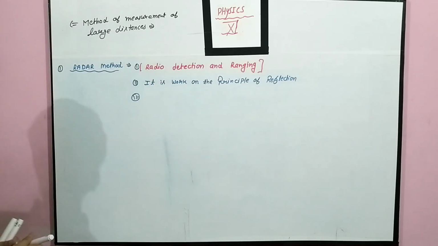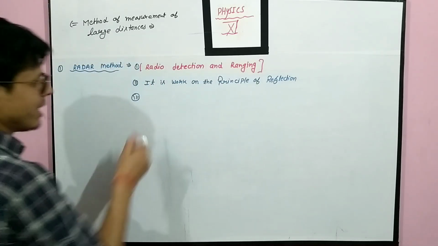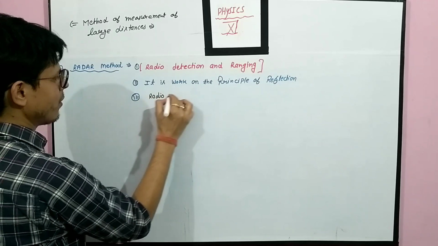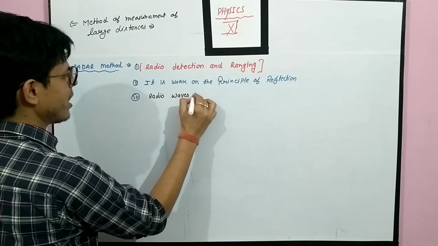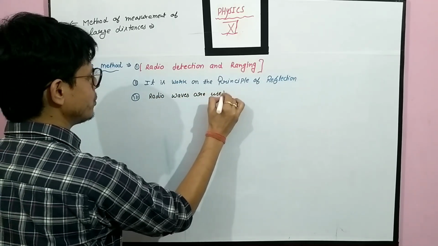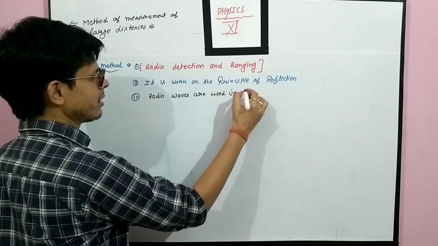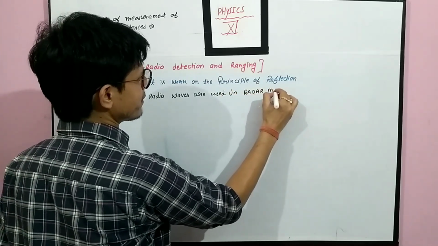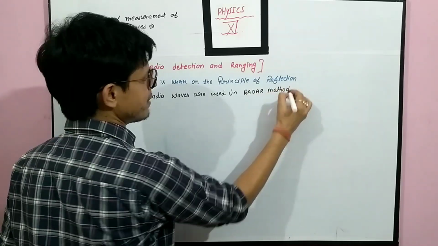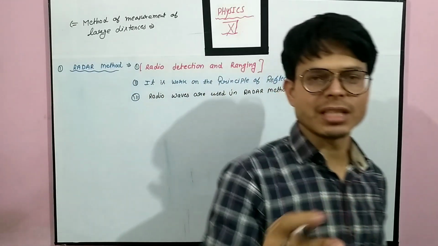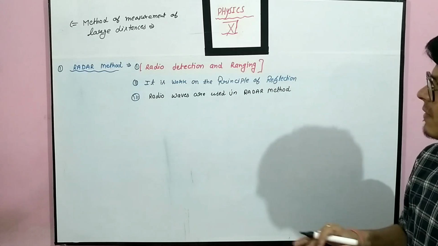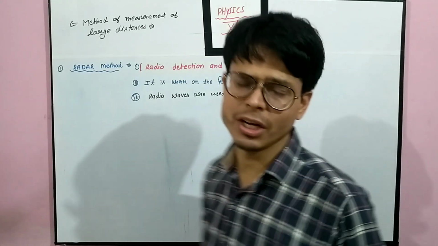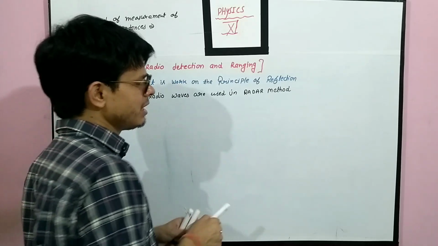Here the word radio is used. Radio waves are used in the radar method. Which waves are used here? Radio waves. In the laser method, which waves did we use? Laser waves. For this method, which waves do we have to use? Radar uses radio waves. There are many waves in the EM spectrum.